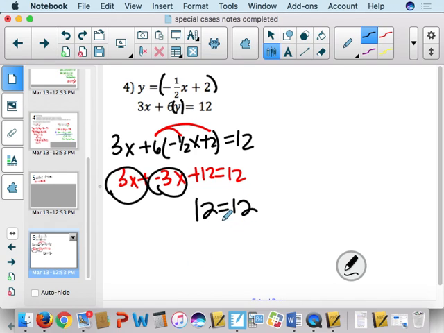And so that is a true statement, and that means there are infinitely many solutions that I could plug in to both x and y and it will always work. Because when I graph both of these lines, what would happen? These two graphs would overlap each other. They'd produce the same line. So again, those are your examples for preparing for special cases using substitution and elimination.